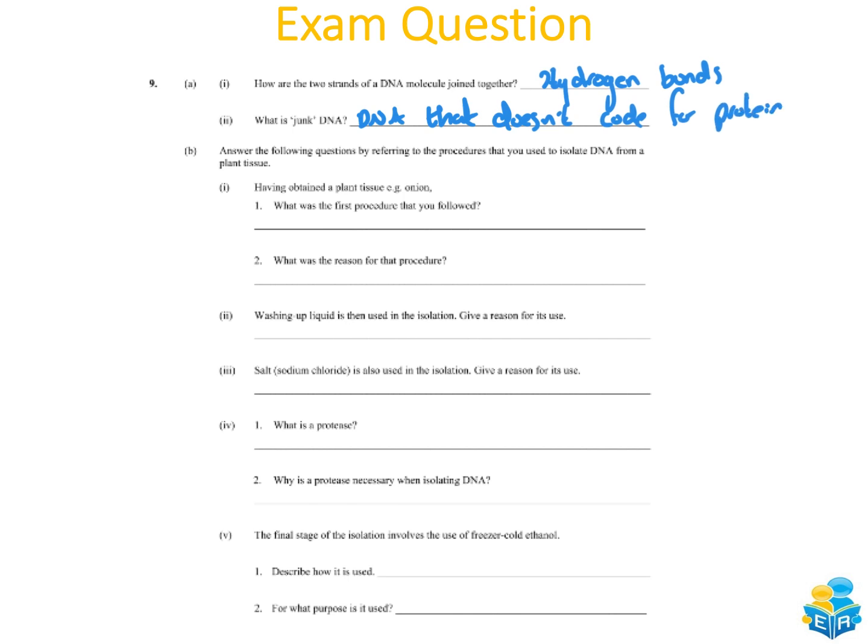Okay, answer the following questions by referring to the procedures that you use to isolate DNA from a plant tissue. Having obtained a plant tissue, for example onion, what was the first procedure that you followed? You cut the onion. What was the reason for that procedure? It was to break the cell wall. Remember, we have to get through the cell wall, the cell membrane, and the nucleus. Washing up liquid is then used in the isolation. Give a reason for this. This is to break down the cell membrane, so that will target the lipids in the cell membrane. Salt is also used in the isolation. Give a reason for this. That's to clump the DNA together.